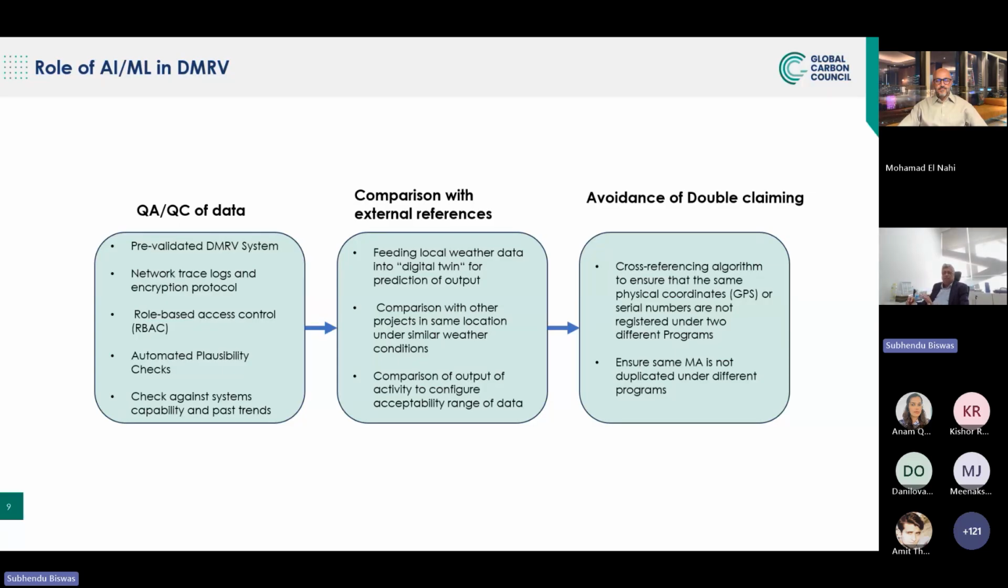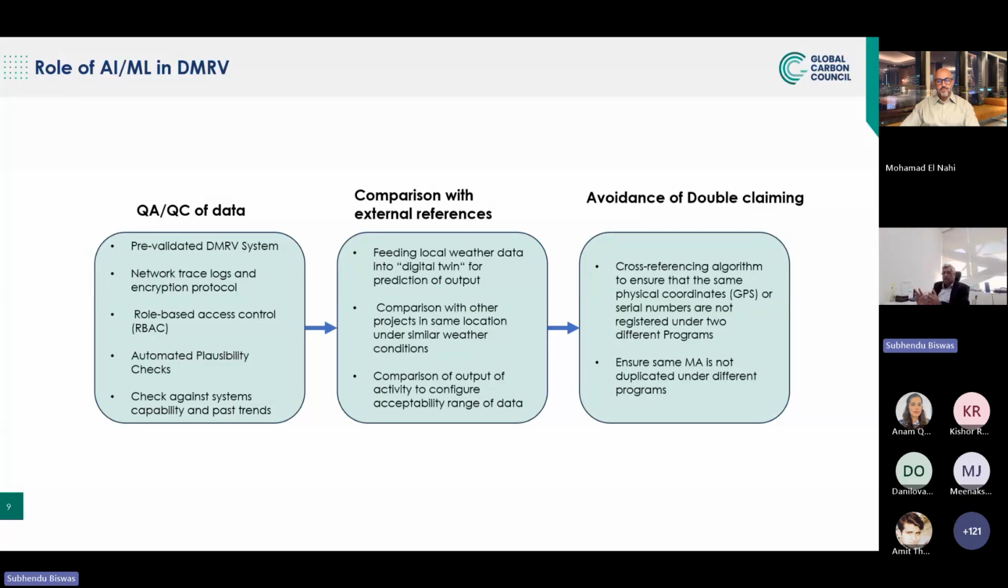Number one is that this is the one who takes care of QA/QC of data. So it helps in a pre-validated DMRV system. It traces the network and sees whether there are encryption protocols that prevent any kind of data tampering. There are role-based access control systems in it so that we know who's doing what in the system. It does automated checks, whether there's duplication of data, it follows trends, whether it matches with the maximum output and all. It checks against past trends. How has this project been issuing in the past? Are there any deviations from there?